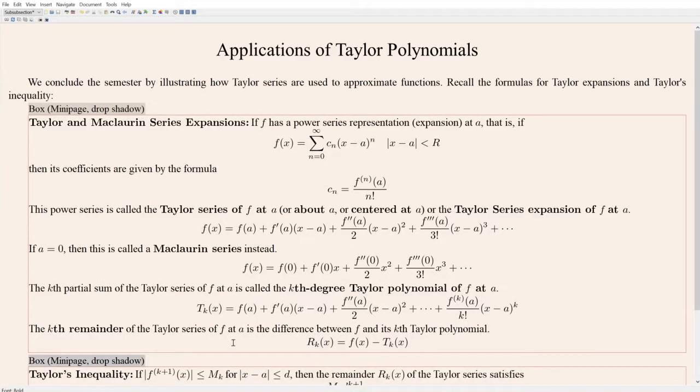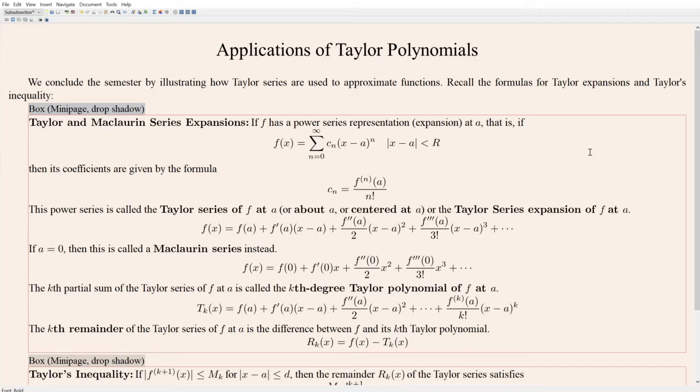Okay, so here we are at the final section of the semester, and we are still talking about Taylor series. Now we're just going to show in a couple examples how we can use Taylor series to approximate functions. Because ultimately that is the idea: to take a given function and write out the first few partial sums of its Taylor series instead.